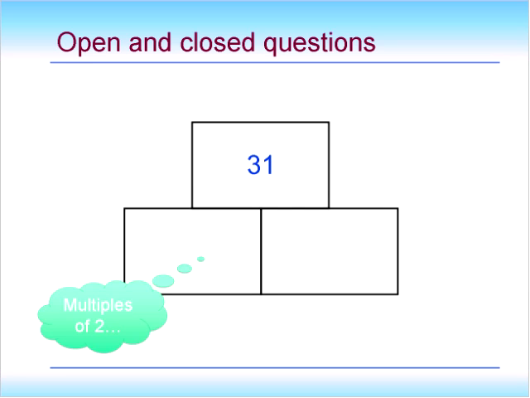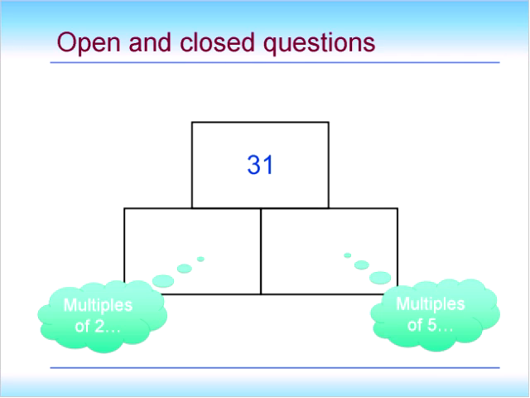Okay, it's an even number. Yeah, it could be 2 and 29. Okay, so we're closing it down just slightly by adding a rule. That's good. We could then change it again. So we've got multiples of 2 in that box, so it could be any number as long as it's an even number on the left-hand side.